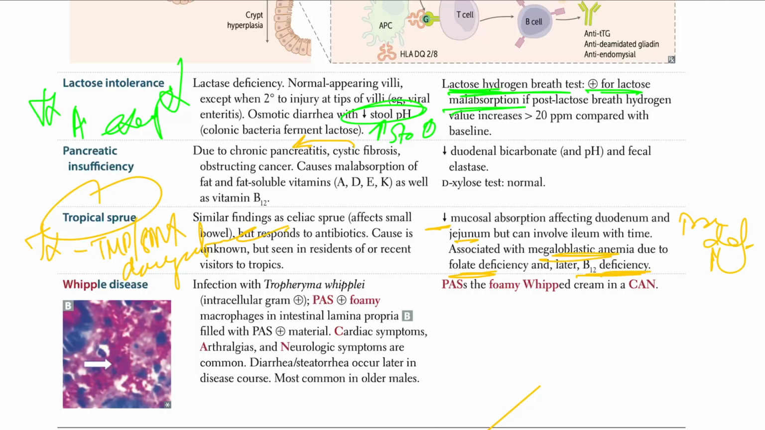But megaloblastic anemia is due to folate first, and later B12, for megaloblastic anemia. But that does make sense.